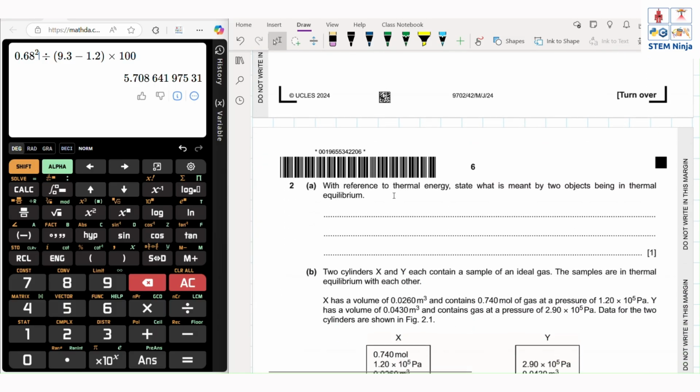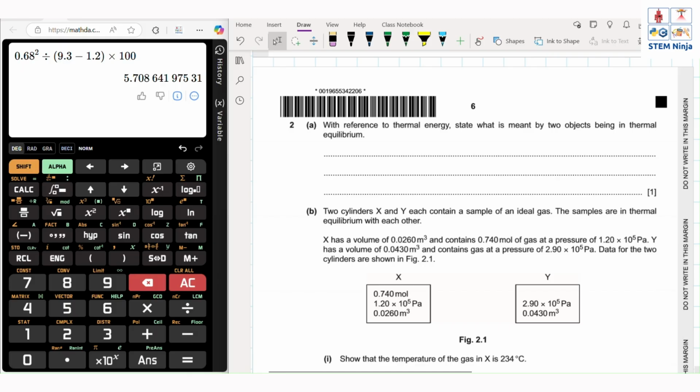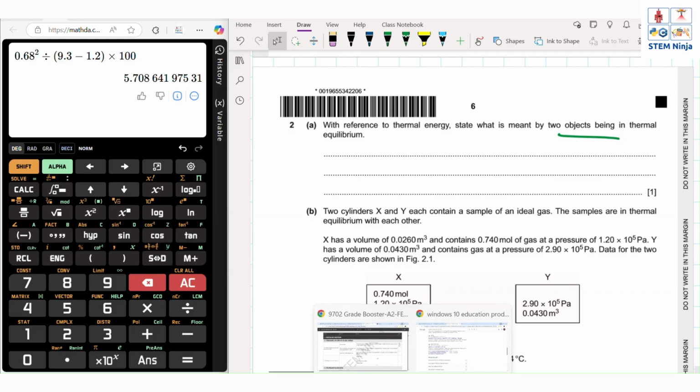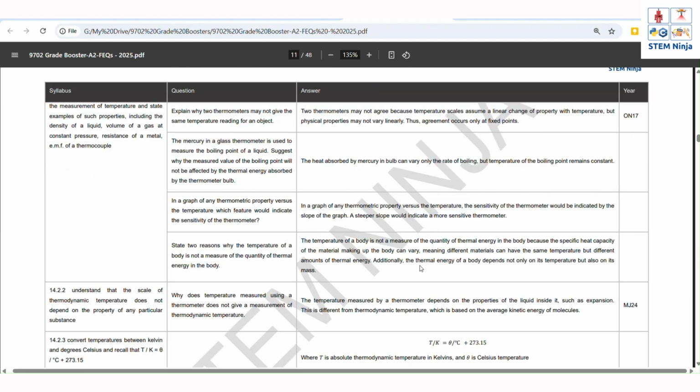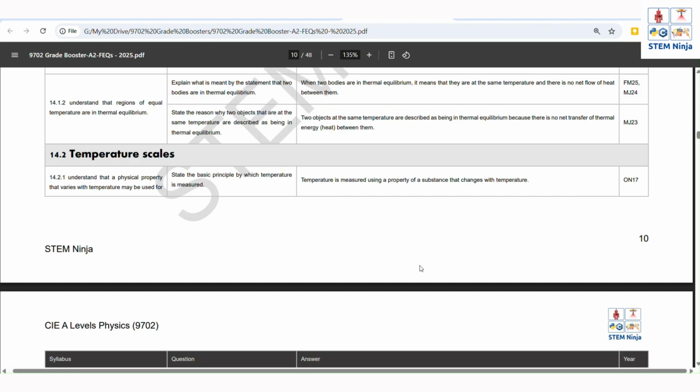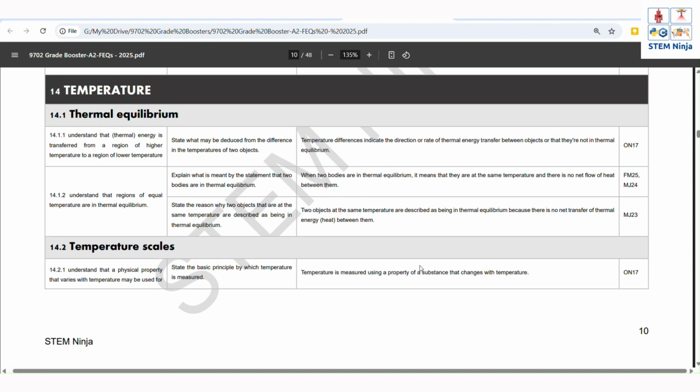All right, moving on to the second question. With reference to thermal energy, state what is meant by two objects being in thermal equilibrium. So thermal equilibrium means that there is no net transfer of energy and they are at the same temperature. Just to show you that we have this covered over here, it would be beneficial if you get this and read it. When the two bodies are in thermal equilibrium, it means that they are at the same temperature and that there is no net flow of heat between them.